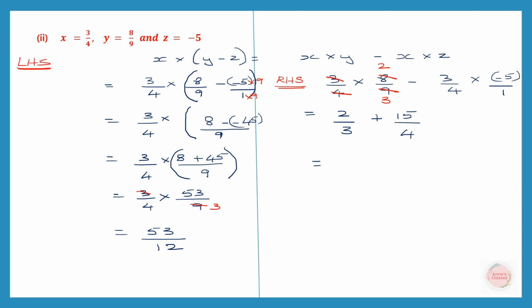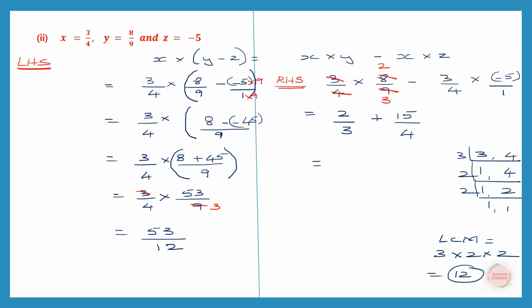So here what do we do? We find the LCM of 3 and 4. 3 and 4, let's use 3 in the beginning. 3 ones are 3, bring down 4. Now use 2. 2 twos are 4, continue 2, 1 and 1. So the LCM here is 3 into 2 into 2. 3 twos are 6, 6 twos are 12. So that's our LCM here, 12.